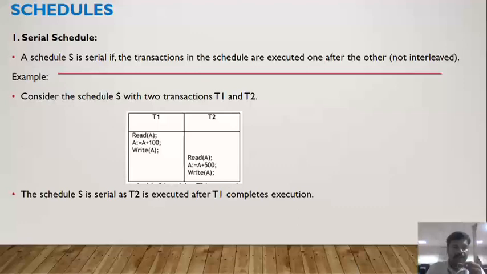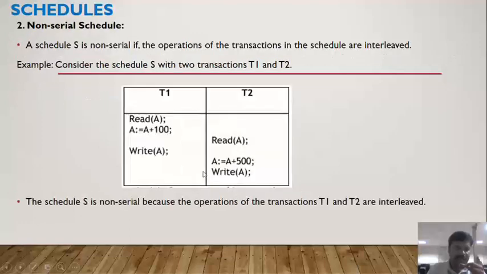You can understand that neither commit nor abort is given in T1 and T2. So once the commit is not given, T1 is not completely completed and T2 is also not completely completed. The schedule S is serial because T2 executes after T1 completes its execution. Only after the completion of T1 does T2 execute, so we call this schedule serial.